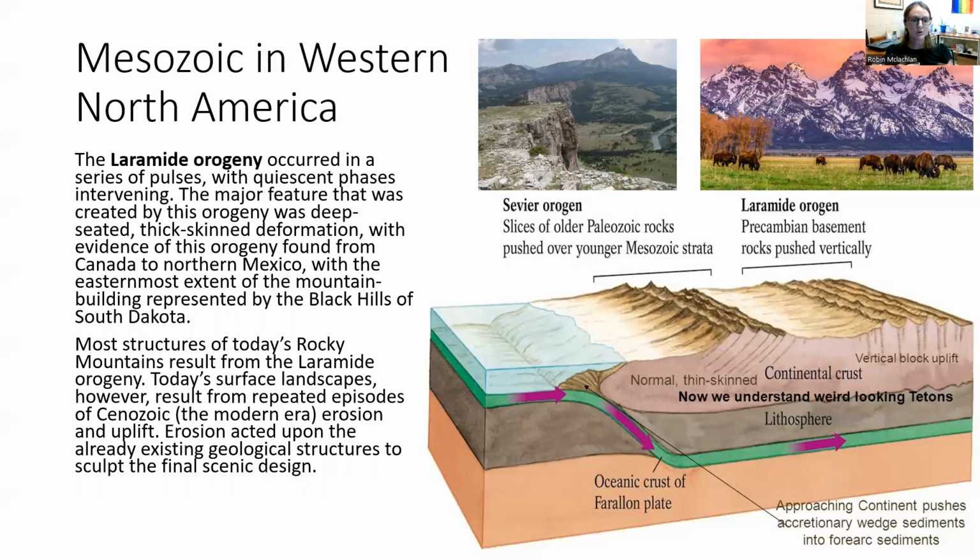Okay. So structures of today's Rocky Mountains result from the Laramide Orogeny. So the Rocky Mountains shown in the picture here, you can see are very, very tall, very pointy, and stick straight up rather than being angled like the Sevier Orogeny. Erosion has been acting upon these structures, so they're much, much smaller than they used to be. But that means they used to be huge, right? Because today they're still monstrous.